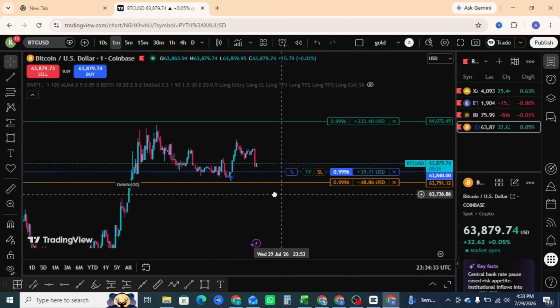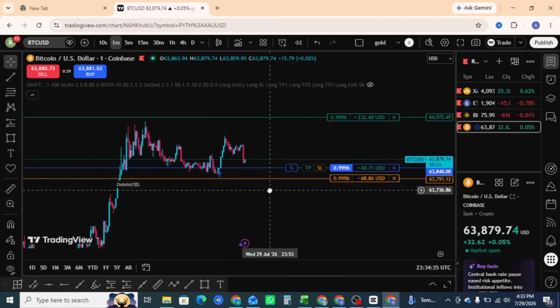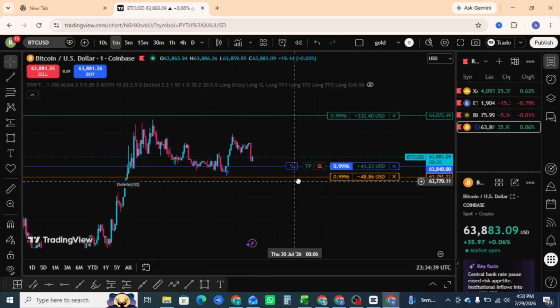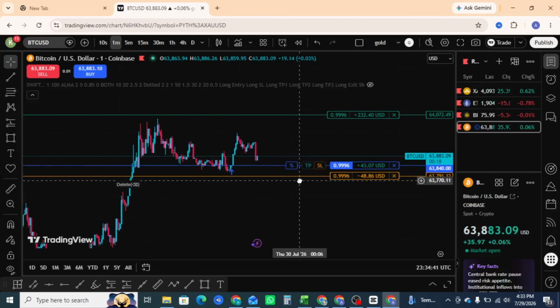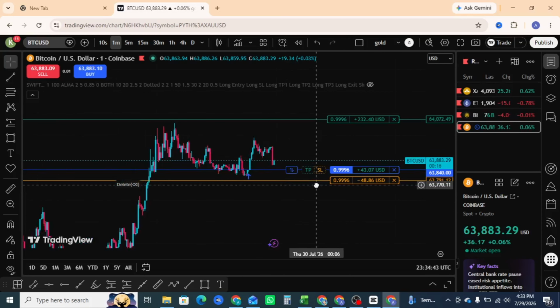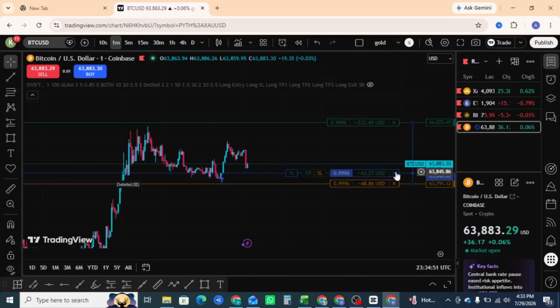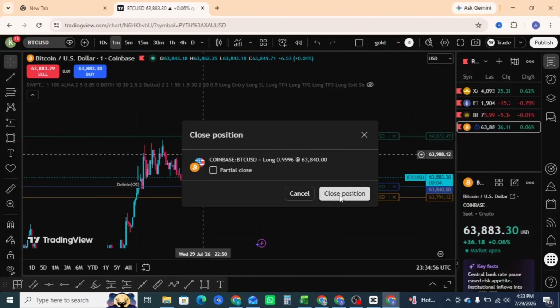Click the Buy button if you believe the price will move higher, or click Sell if you think the price will fall. Before placing the order, choose the type of order you want to use. A market order executes immediately at the current market price. A limit order executes only when the market reaches the price you specify. A stop order becomes active once the market reaches your chosen trigger price.